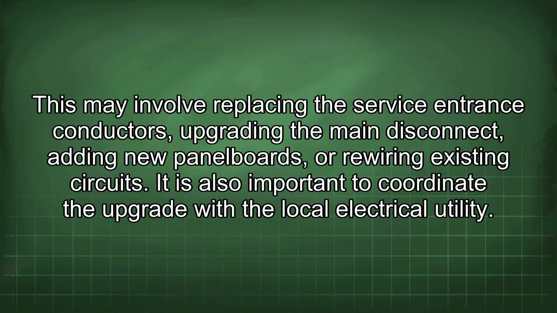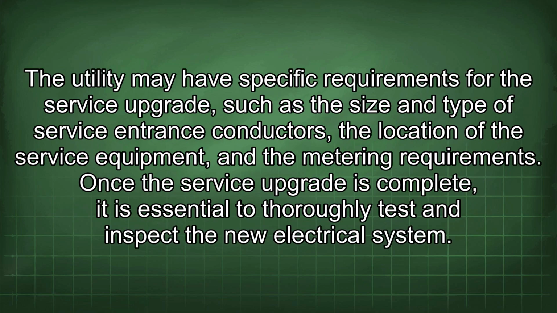This may involve replacing the service entrance conductors, upgrading the main disconnect, adding new panel boards, or rewiring existing circuits. It is also important to coordinate the upgrade with the local electrical utility. The utility may have specific requirements for the service upgrade, such as the size and type of service entrance conductors, the location of the service equipment, and the metering requirements.